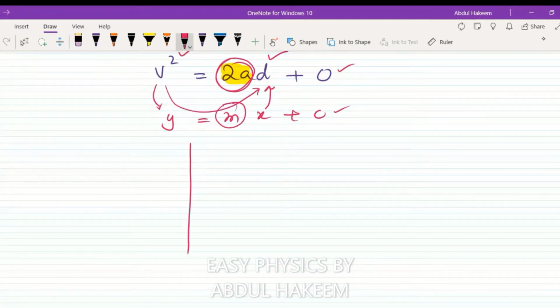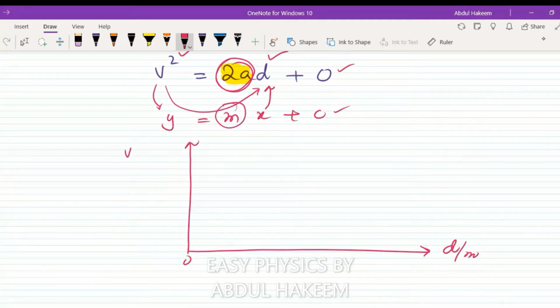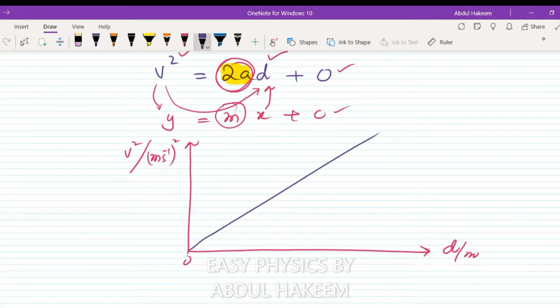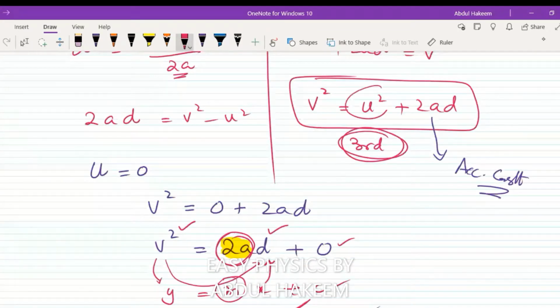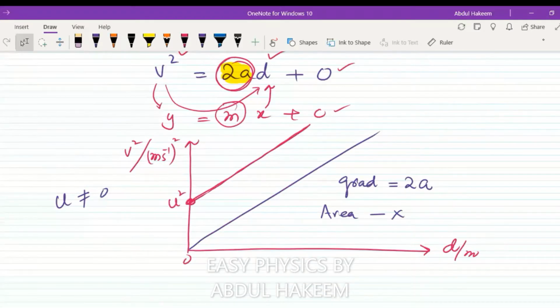So the shape of the graph will be, at the x-axis, we will plot the distance in meters. At the y-axis, we will plot speed squared, unit meter per second, but we have to write the whole squared. It's a straight line passing through the origin, but the gradient is equal to double the acceleration, and the area here is again nothing. And if the initial speed u is not 0, there will be a positive y-intercept. So this is the line, and this will give you u squared because the term is u squared. So this is the graph of the third equation.